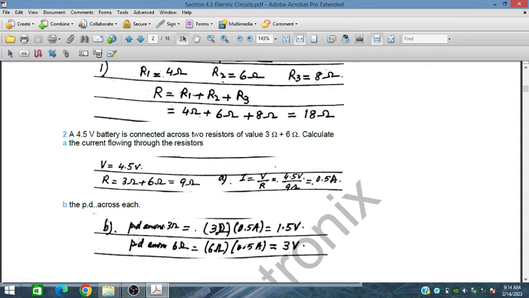The potential difference across each. So this current will flow through each resistor, so we will multiply it with this resistance. Potential difference across the 3 ohm resistance will be 3 ohms into 0.5 ampere, that is 1.5 volt, and potential difference across 6 ohms is equal to 6 ohms into 0.5 ampere, that is 3 volt. So 1.5 volt plus 3 volt is equal to 4.5 volt. So the potential difference drop across the 3 ohm resistor is 1.5 volt and across the 6 ohm resistor is 3 volt.